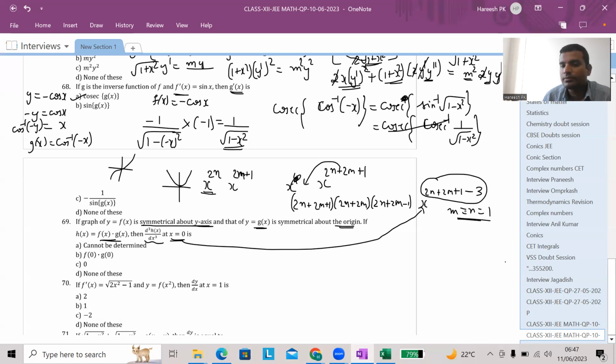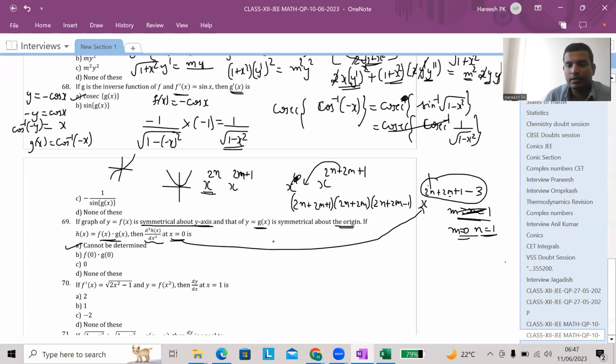When both are 1, then you'll get here, sorry, when m is minus 1 or when m is 0, n is 1. When you substitute that, you'll get 3 minus 3. So at that time, you'll get a constant as the derivative. Rest all times, you'll get the derivative as 0. So because it depends on the value of m and n, the right answer here is it cannot be determined.